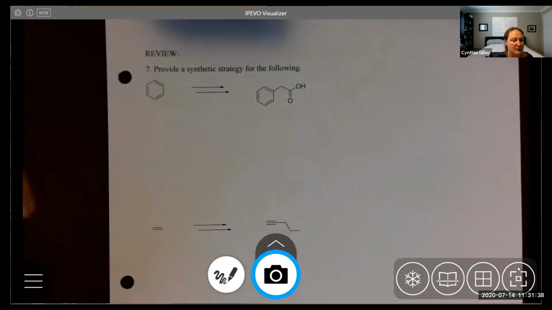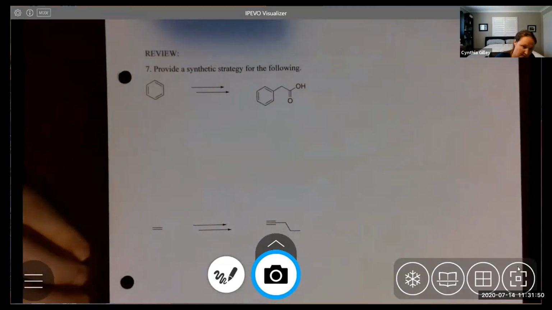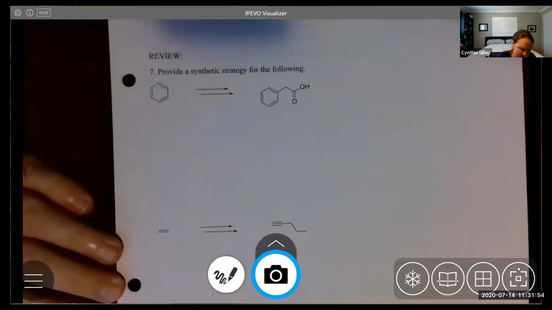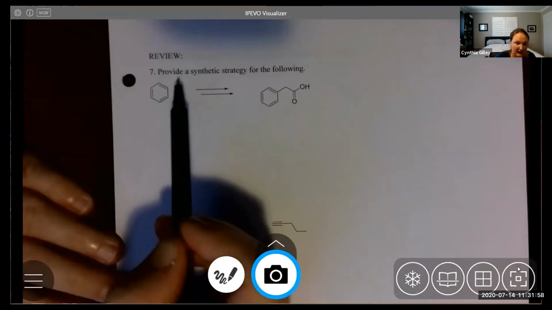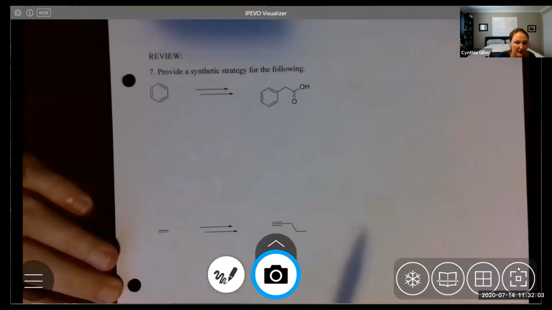Moving on to synthesis, provide a synthetic strategy. There's actually several you could do for this one. And I'll offer a different alternative than the key does, just to show you that you can do different things. So I think the key brominated the ring and then formed a new carbon-carbon bond via a Grignard with an epoxide. So that's one option.